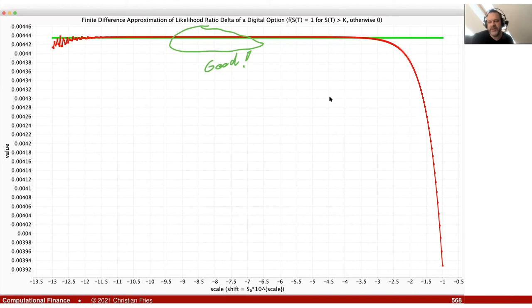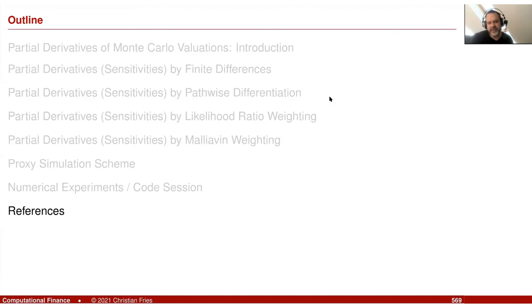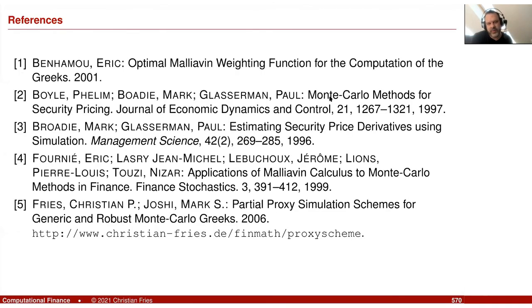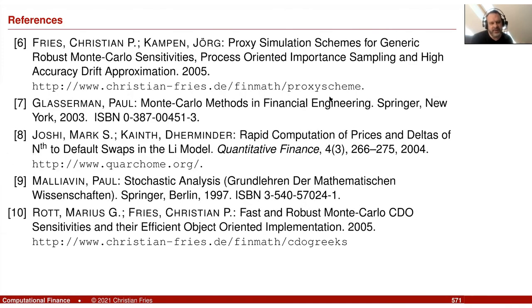Okay, so that was it for calculating partial derivatives of Monte Carlo valuations. So I have a few references here, also nice stuff from Glasserman. Also in his book, you find a lot of stuff. And I also did a little bit of work on this. Of course, you can also look into my book, into Glasserman's book. And I have also a few papers here. These two papers, for example, have an example on how to do the pathwise method for discontinuous functions.